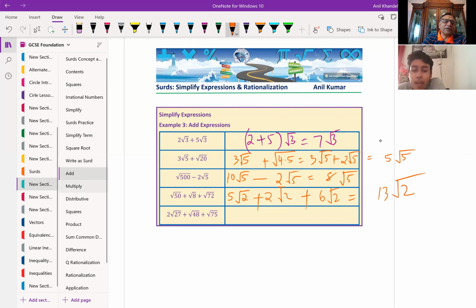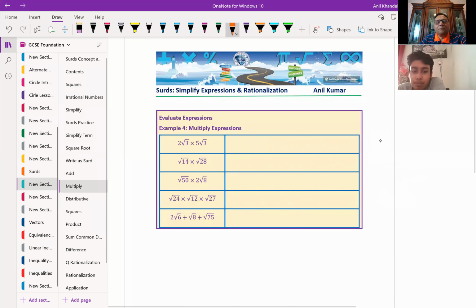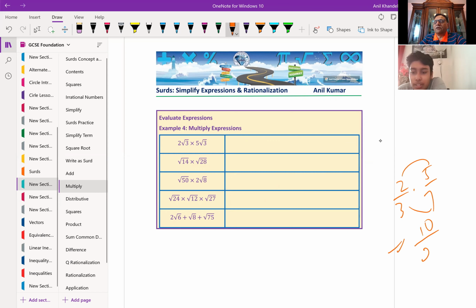Okay, sir. I'll leave this one for you to do. Now multiplication is even simpler. Just as in fractions, multiply means what? If I have 2 over 3 times, let us say, 5 over 7, what do you do? Just multiply, right? So it's 10 over 21. If you need to simplify, you will.